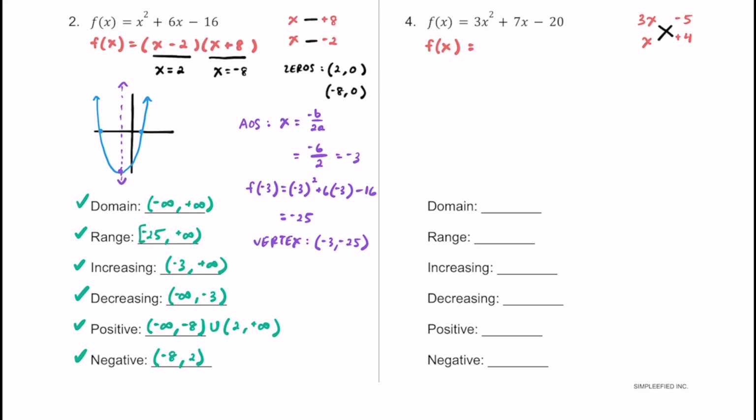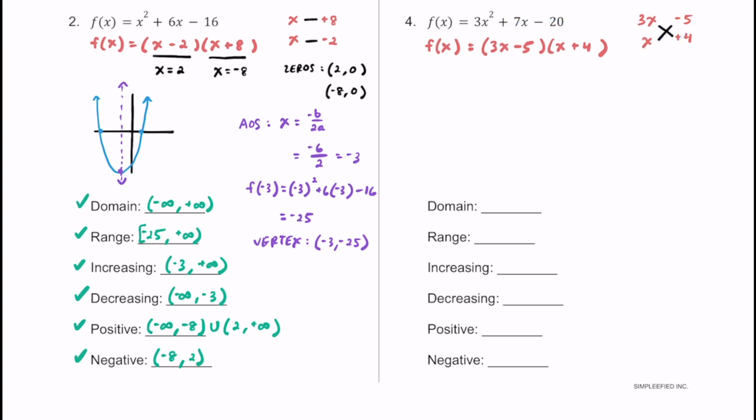F of x is equal to, and we know the first binomial starts with 3x, and the next binomial starts with just 1x. Now 3x is going to be paired with a positive 4, so those are outers, and then x is paired with this minus 5, that's going to be the inners. So again, this 3x and 4 are the outers here, and then this x and minus 5 are the inners.